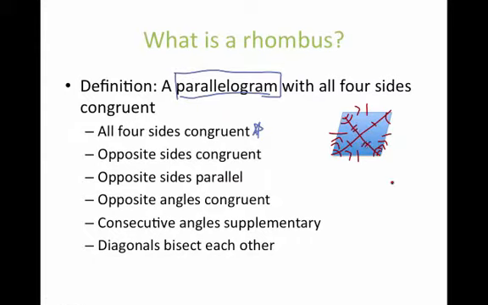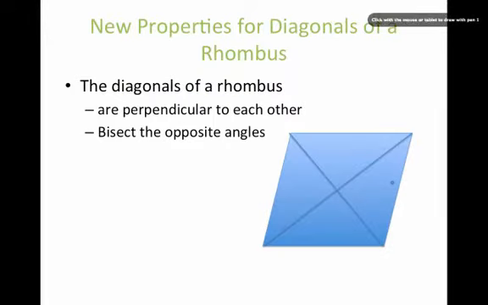So there are two additional characteristics or properties about rhombi, and they have to do with their diagonals. This distinguishes it from other parallelograms. So the new properties for diagonals of a rhombus are that the diagonals of a rhombus are perpendicular to each other, and they bisect the opposite angles.